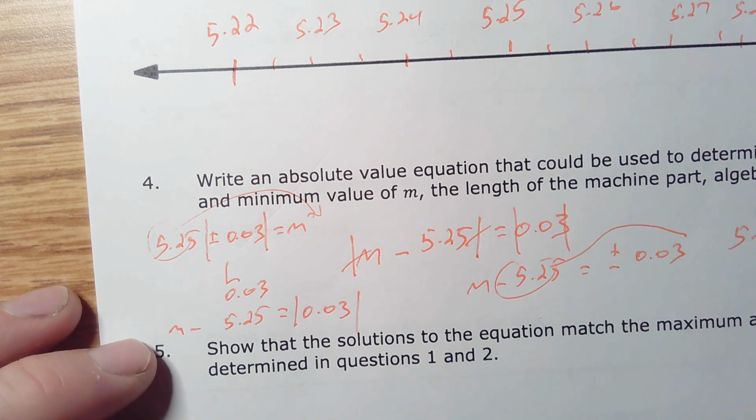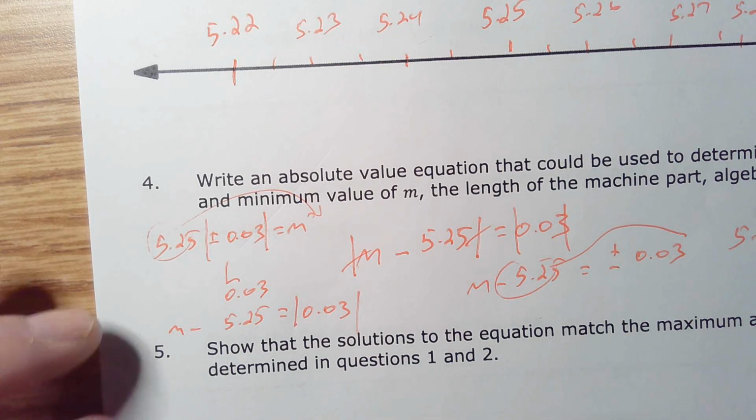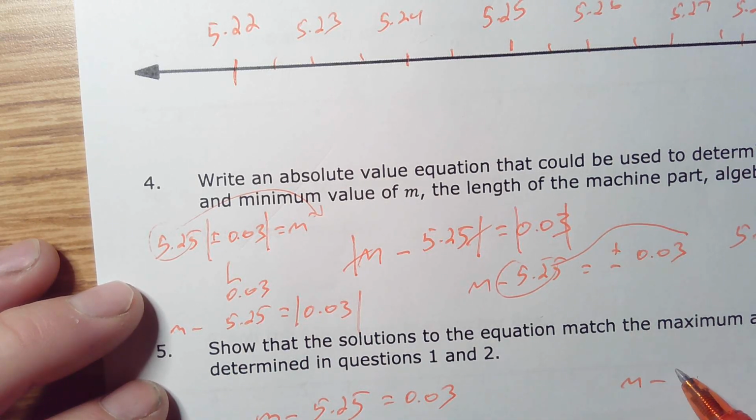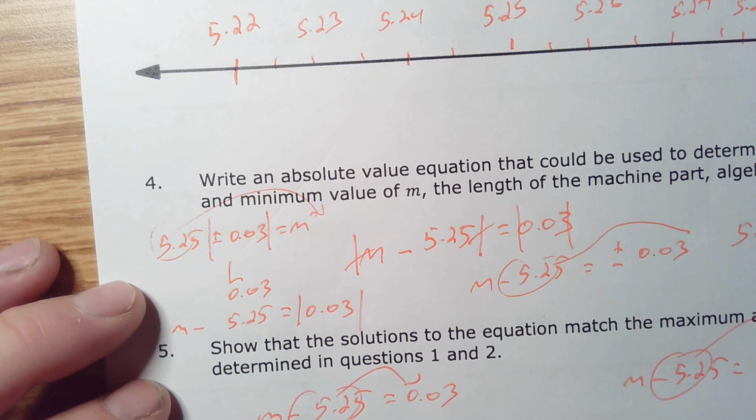It's plus or minus that number. Okay, and then you could drop in those numbers there and you'd see that you'd get the answers. m minus 5.25 equals 0.03, and m minus 5.25 equals negative 0.03, right? Bring those to each side. So it's going to be m equals 5.25 plus 0.03, m equals 5.25 minus 0.03. And then m equals 5.28.